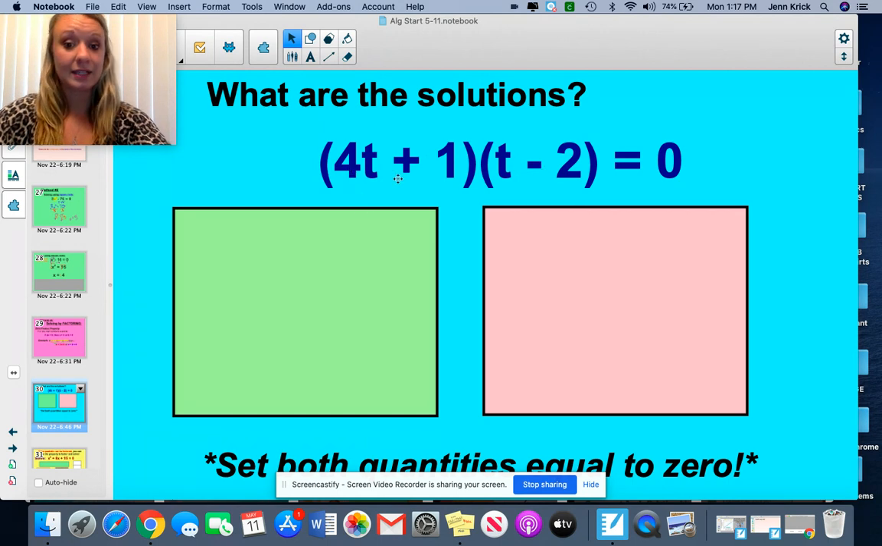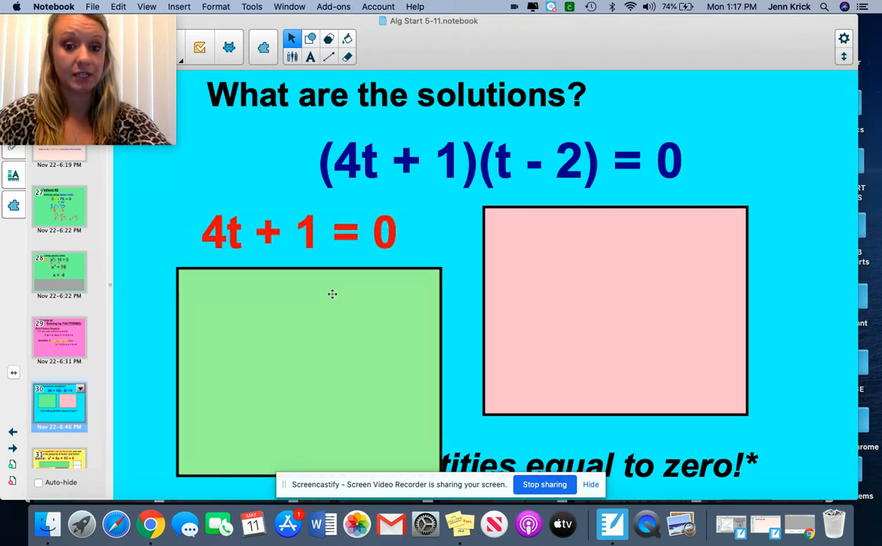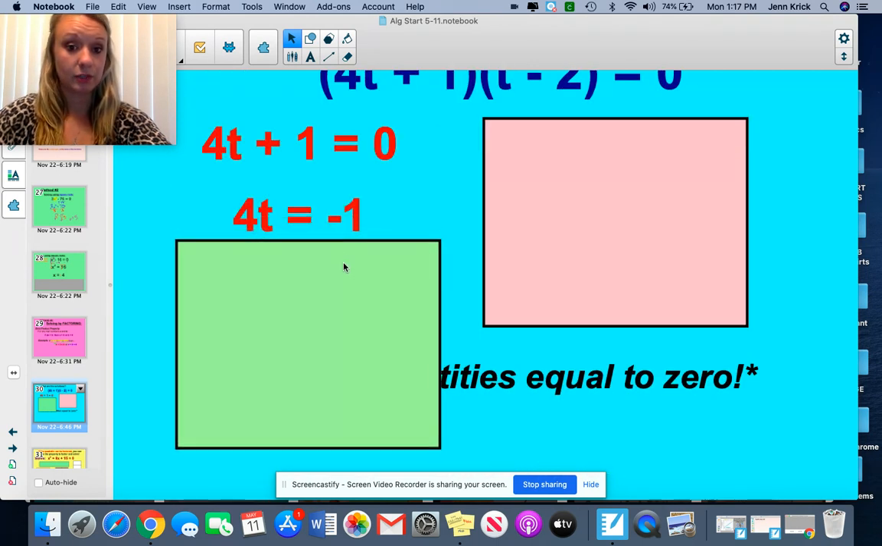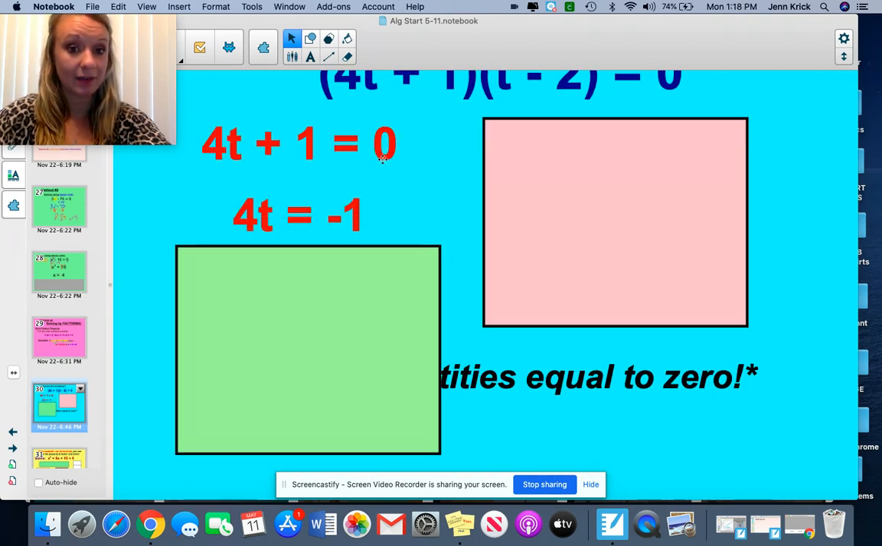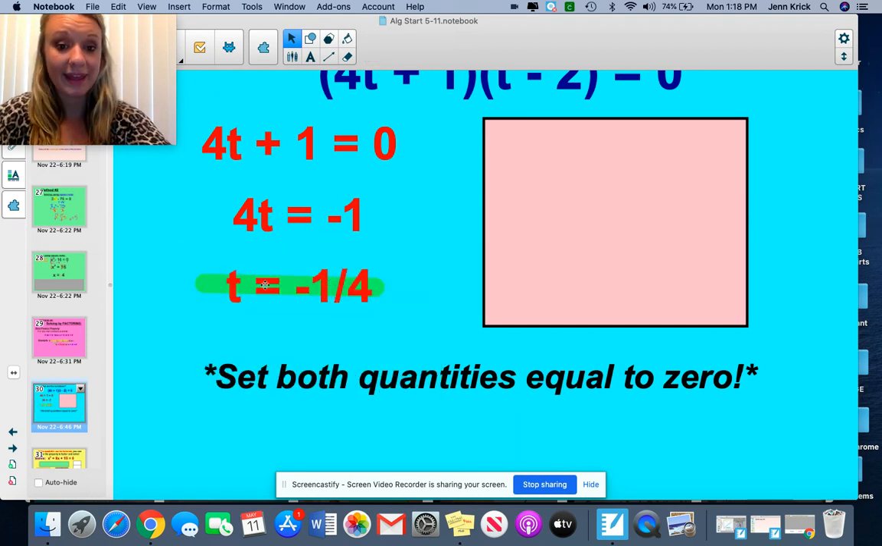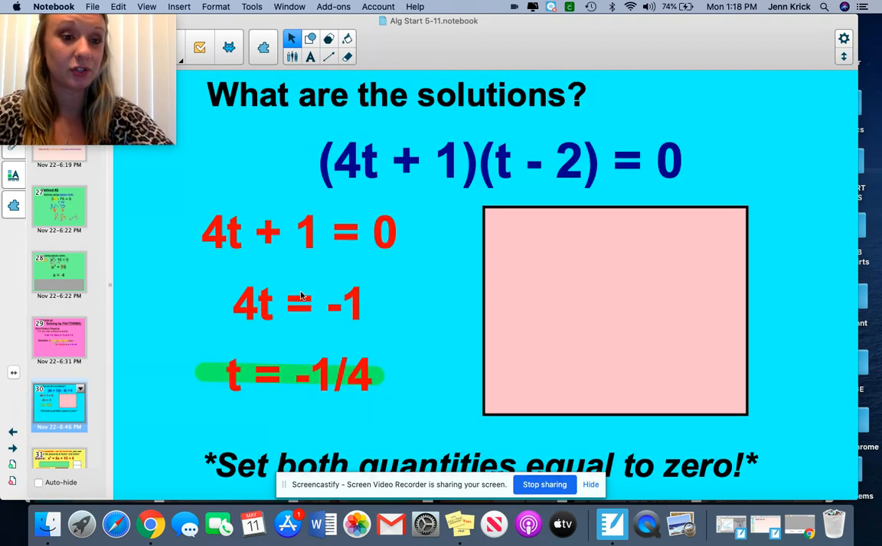Let's start by setting our first quantity equal to 0 to solve for t. So I've got 4t plus 1 equals 0. I'll subtract 1 on both sides to get t by itself, and then I divide both sides by 4, and I've got t is equal to negative 1/4. And that'll happen a lot when you guys are doing this. You might get a fraction, you might get a decimal, it's not a big deal.